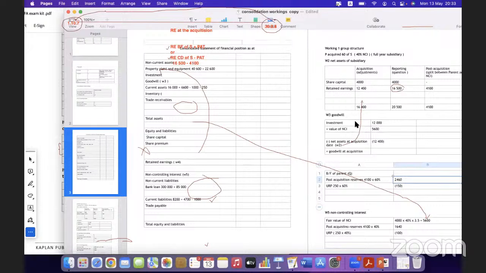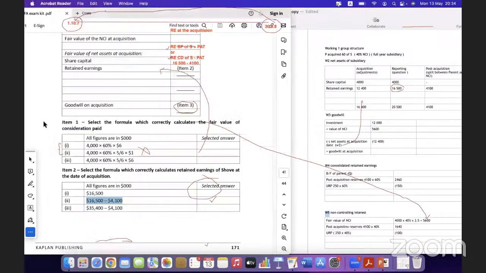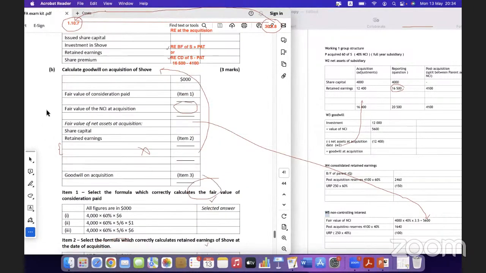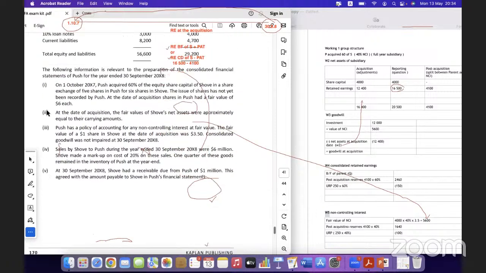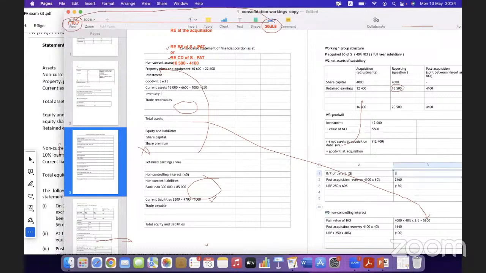Okay. Then guys, next one, we can calculate the goodwill now. But the only thing now for me to complete this working, to complete my retained earning, I need this brought forward of the parent. Now here I have this, but this is missing now, guys, brought forward of parent. So go back to the question paper one more time. It's not easy. See, retained earning brought forward of parent. Parent has 35,400. Copy it over here.